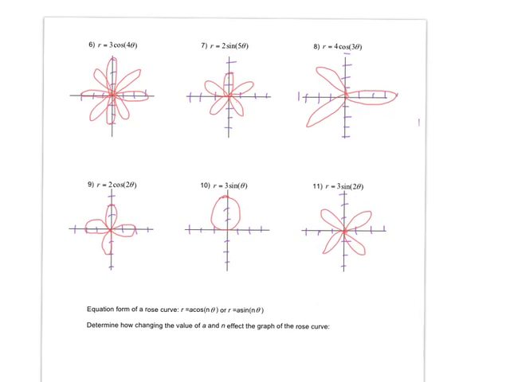So if we answer just this first part, how does changing the value of A affect the equation or the graph of a rose curve? Well, if you look at A, the number out front, here A is 3, and we see that the length of these petals is 3. Here A is 2, and the length of this petal is 2. A is 4, length of the petal, 4. So that number out front is always going to tell us the length of the petal. So A tells us the length of the petal.